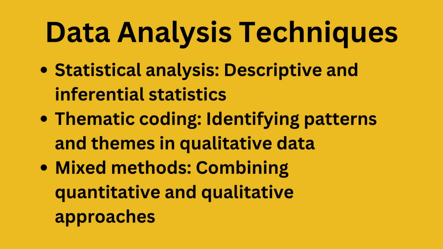Next is how we can analyze such data. We can analyze data through statistical analysis, that means we will do descriptive and inferential statistics. The second one is thematic coding, where I identify the patterns and themes in the qualitative data. And the last one is mixed method. That means the combination of quantitative and qualitative approaches together, in which we have some numerical values and some observation or interview or anything related to qualitative research, and then you combine them together to form a perfect data analysis.